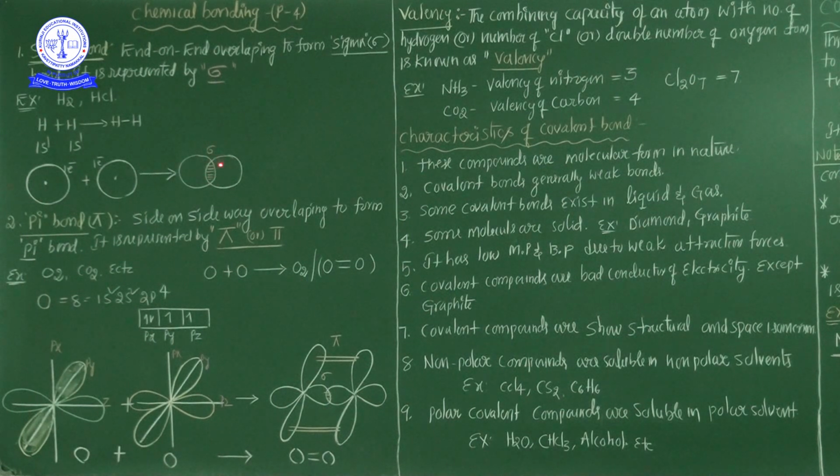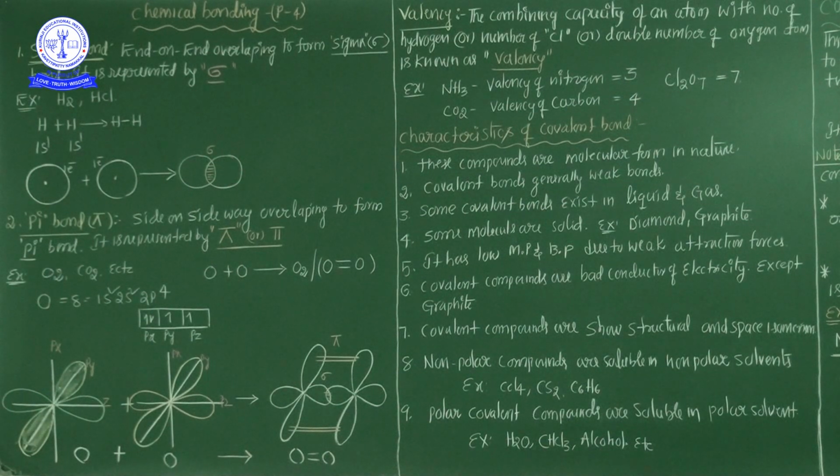A sigma bond is nothing but a single bond. A single bond present in any molecule is a sigma bond, and it is a very strong bond compared to the pi bond, and it is an independent bond also. So this is a sigma bond. Once again, what is a sigma bond, my dear students? End-on-end overlapping of the orbitals to form a sigma bond. A sigma bond is a very strong bond. It is an independent bond. If any molecule has only a single bond, that is a sigma bond. The first formed bond is also a sigma bond.